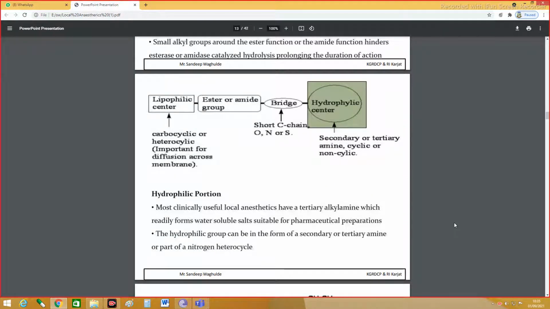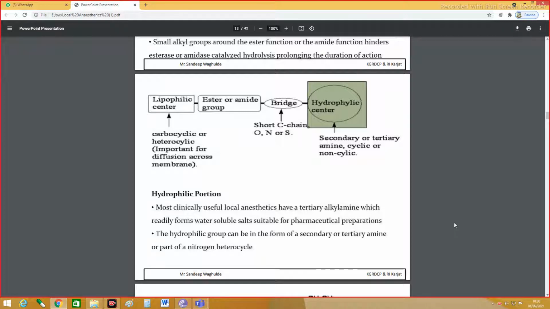Then the last moiety here is a hydrophilic center. It should be considered as a secondary or tertiary amine, and it might be a cyclic or non-cyclic portion. This hydrophilic portion is clinically useful for local anesthetic activity, majorly having tertiary alkyl amines, which readily form water-soluble salts, and it is suitable for pharmaceutical preparations.